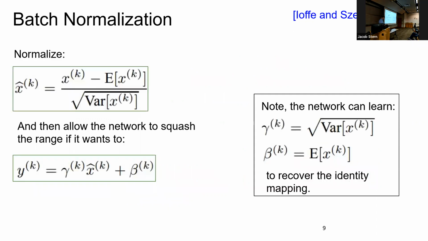And so to account for that, we are going to normalize and then allow our network to choose the mean and variance of the inputs to each layer. So this is how it works. We first take our unnormalized inputs, x, and normalize them to get x hat. And what is the mean and variance of x hat? 0 and 1. Yep.